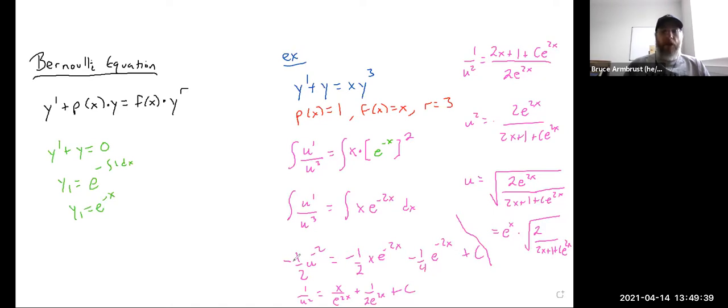All right, so there's our u. And again, remember what we're doing is we're trying to find the solution, and this u is the thing that gets multiplied to our y1. So if we put this all together, here's what we're going to find. Our y is going to be y1 times this. Well, the e to the minus x and the e to the x cancel.